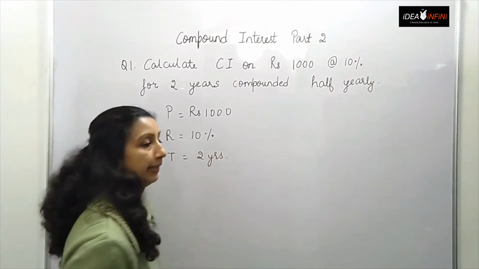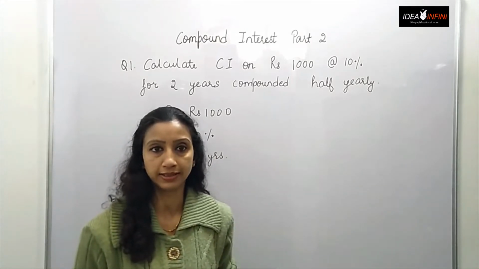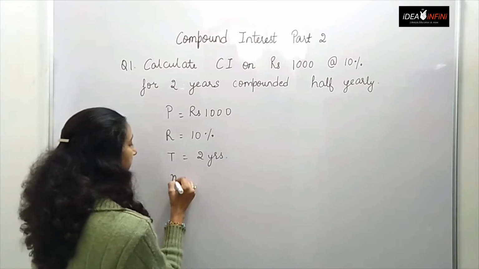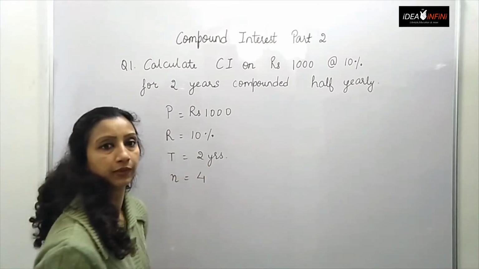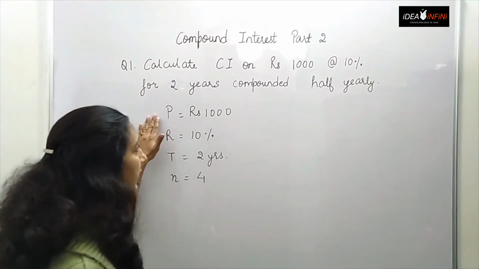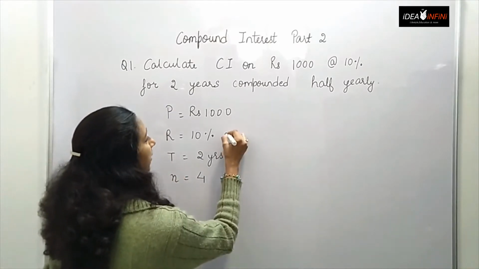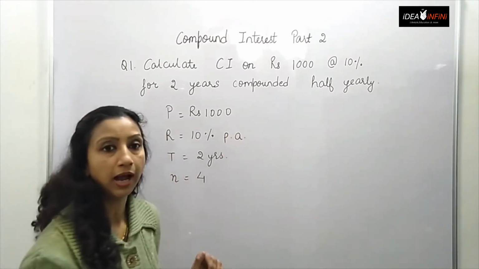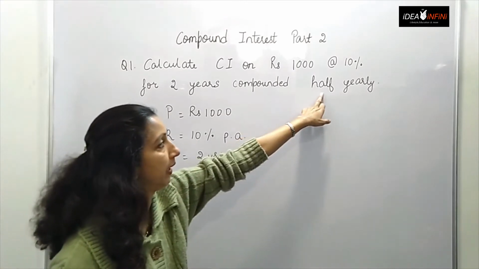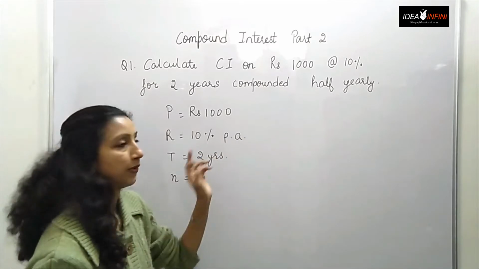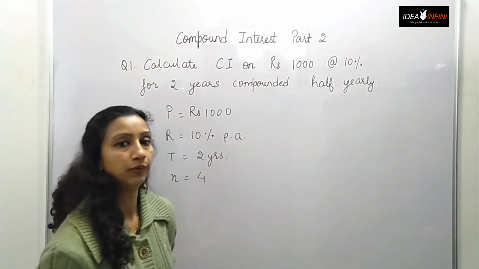But we know that there are 4 six-month periods in 2 years. So that means n will be 4. Once again I tell you, principal is 1000. Rate of interest per annum has been given as 10%. So for half a year, as the compounding is done half yearly, that means 6 monthly, the rate of interest will be 10 divided by 2, which is 5.